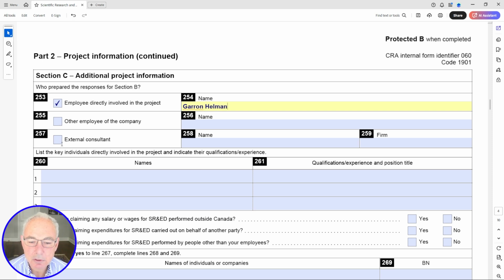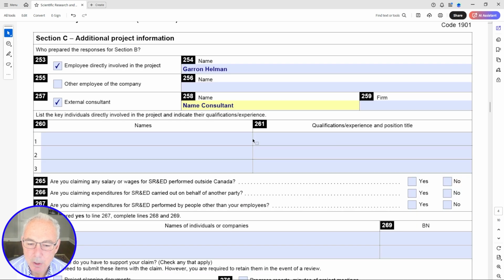If you use an external consultant, you could click them also and name the consultant here. This is very important: the key individuals directly involved in the project, and indicate their qualifications or experience. So if I were to put myself as one of the people who was directly involved with the project, I'd put something like software development for 10 years.